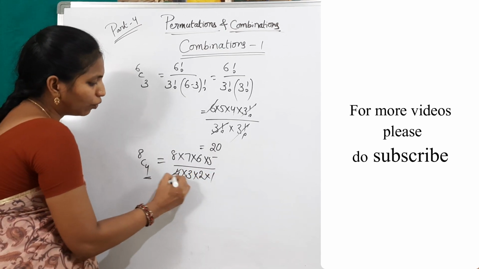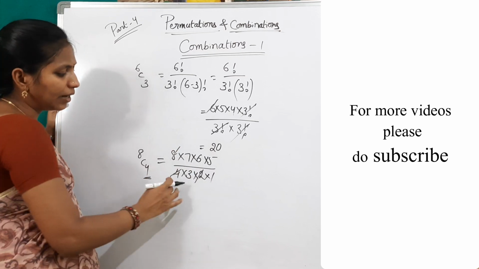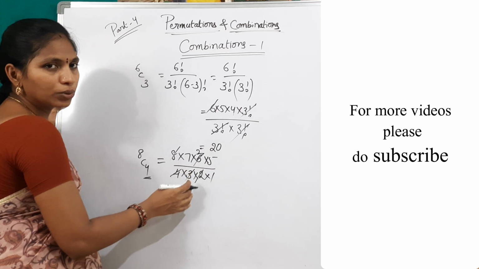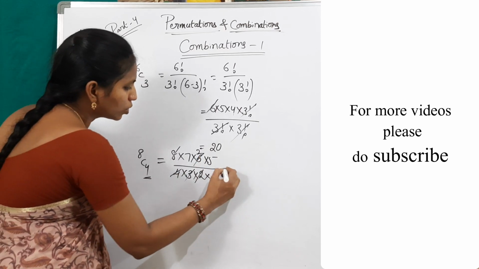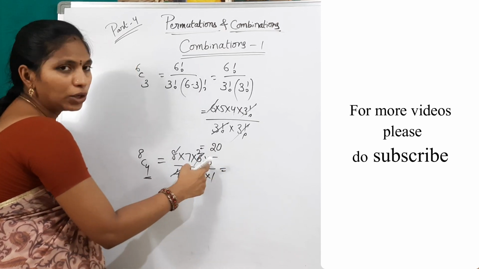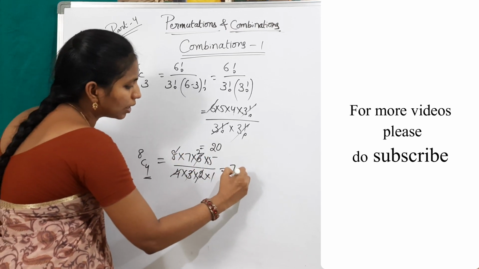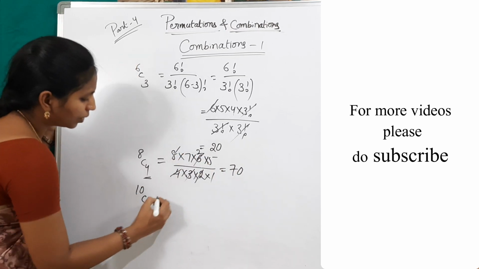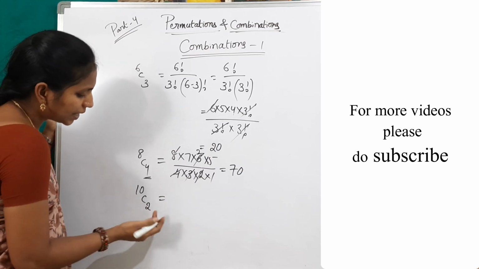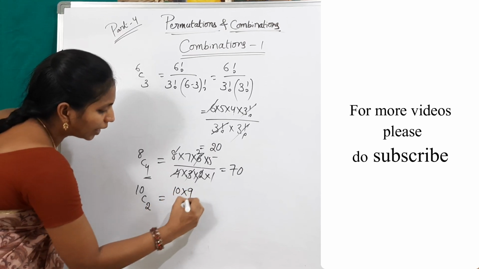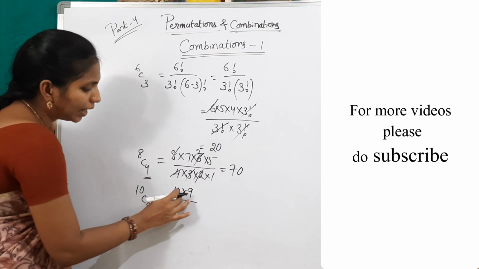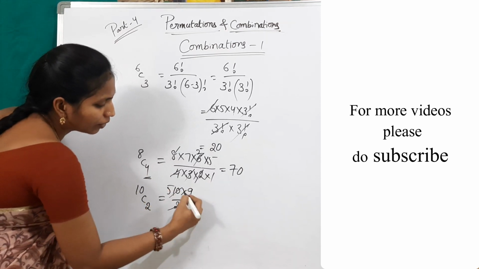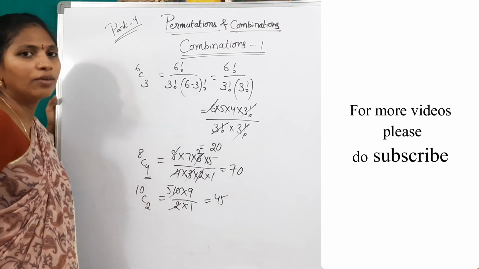Now cancel. 4 into 2 is 8. 8 and 4 into 2 get cancelled. 3 cancelled. 2 times 6. So what is the result? 7 into 5 is 35 into 2 is 70. Now see 10C2. Here 10 into 9, up to 2 numbers. 10 into 9, then 2 into 1. 5 into 9 is 45.